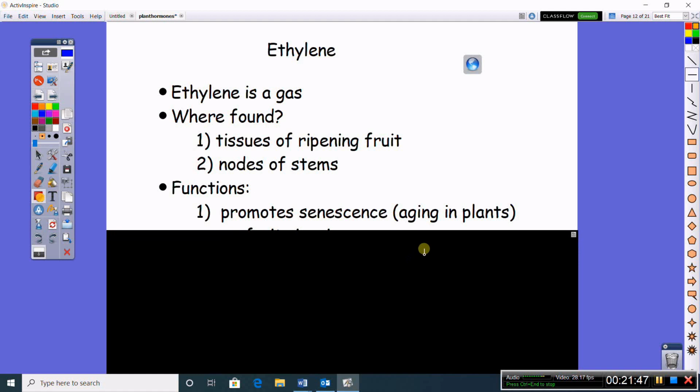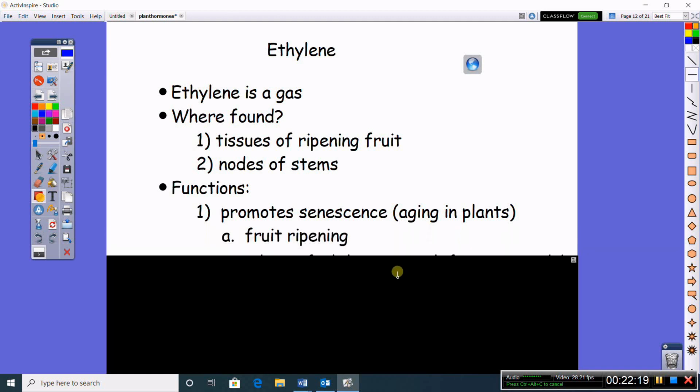It promotes senescence. We had a hormone before that would delay senescence. That was the cytokinins. Remember we said that you have those little fresh cut flowers and you have the little packet of powder that would contain cytokinins in it that would help your fresh cut flowers last longer. So that was delaying senescence. Ethylene promotes senescence or aging in plants, and it can do that in 2 ways. So first we're going to talk about fruit ripening and how it helps with that.